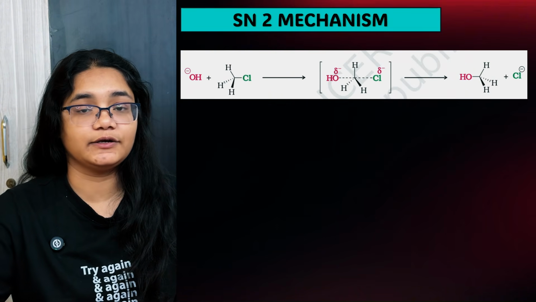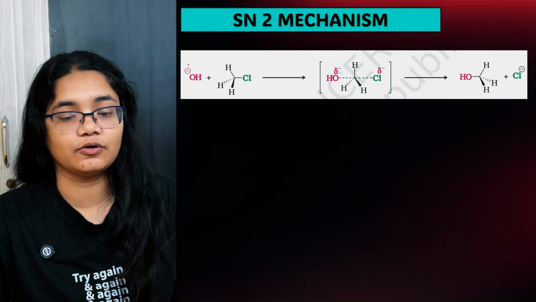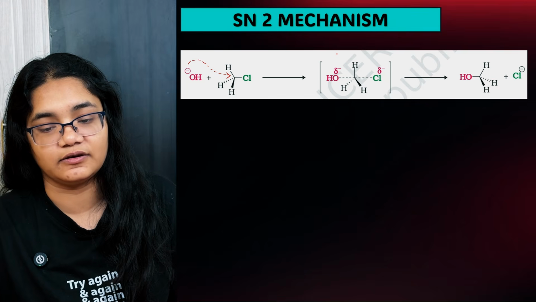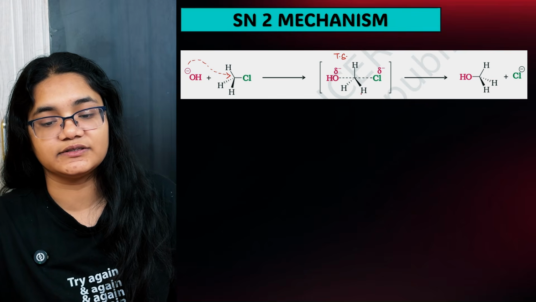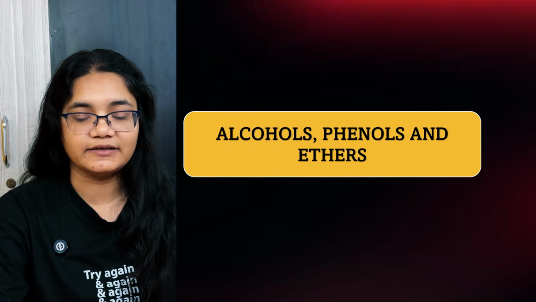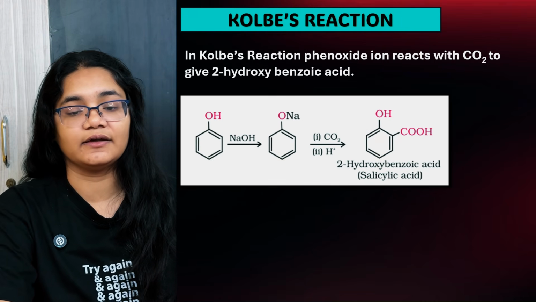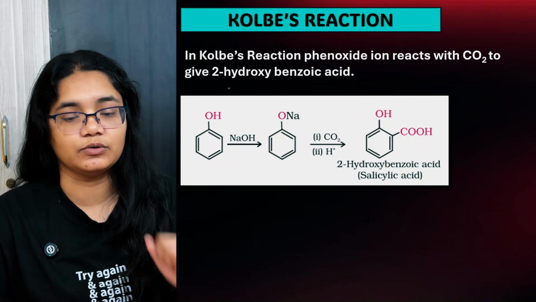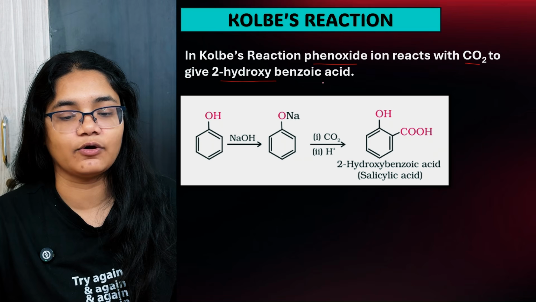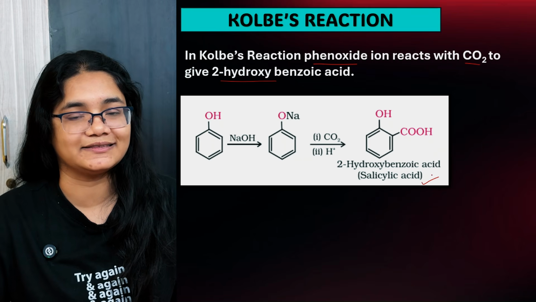Next, we'll talk about SN2 mechanism. In SN2 mechanism, the OH group attacks from the backside and you get a transition state here. Now when this transition state is formed, then the final product is formed like this. Next, we'll move to alcohols, phenols and ethers. Here the first important name reaction is Kolbe's reaction. In that, phenoxide ion reacts with CO2 to give you 2-hydroxybenzoic acid, or we call it salicylic acid.